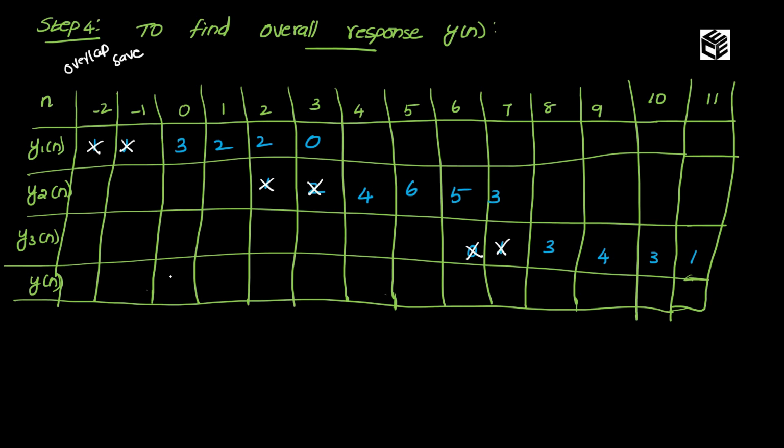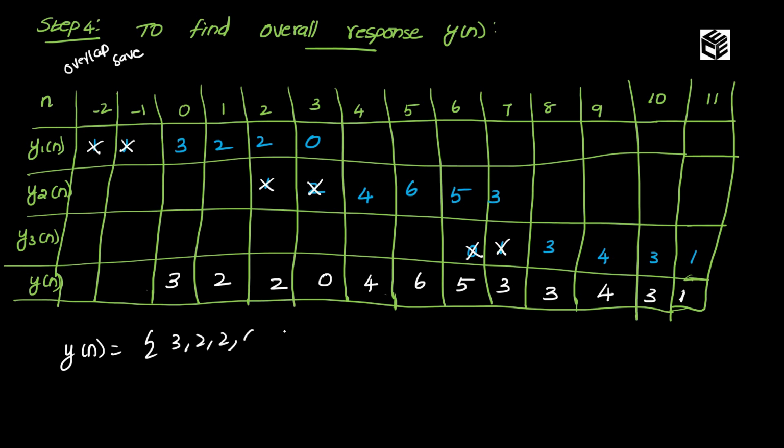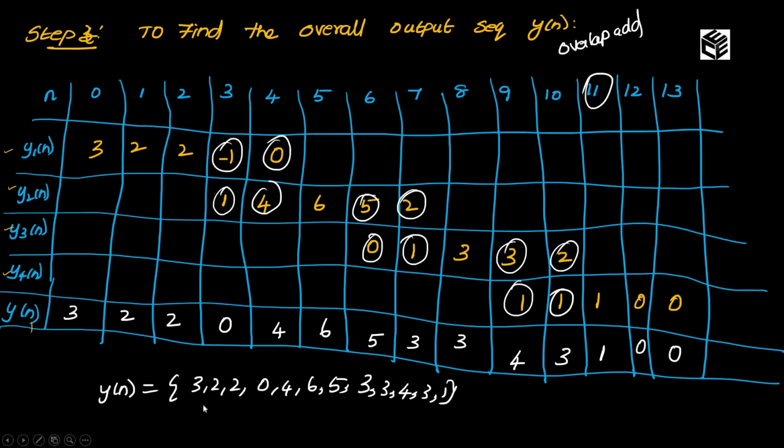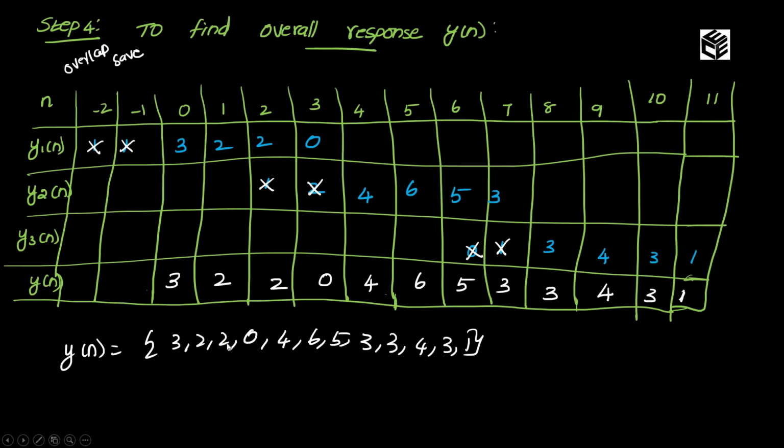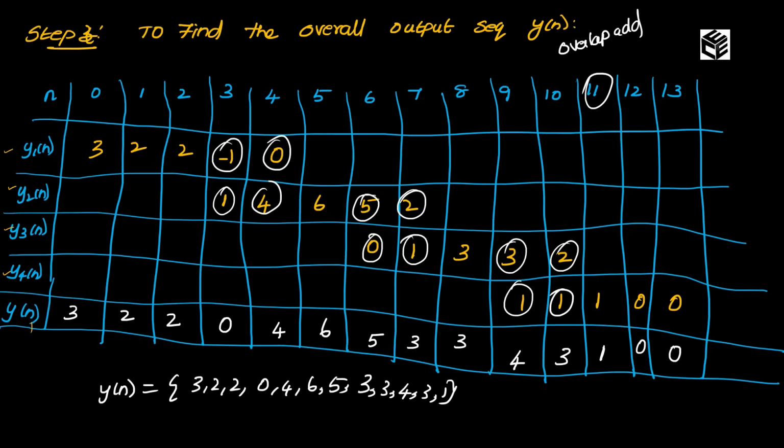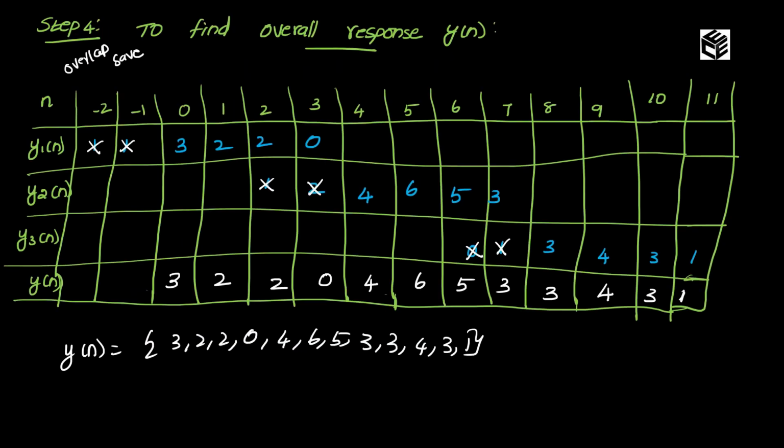Now what are the remaining answers? 3, 2, 2, 0, 4, 6, 5, 3, 3, 4, 3, 1. So my output sequence using overlap save method is 3, 2, 2, 0, 4, 6, 5, 3, 3, 4, 3, 1. If I check the output of overlap add method with overlap save method, here also it is 3, 2, 2, 0, 4, 6, 5, 3, 3, 4, 3, 1, right? Correct. So, using overlap add and overlap save method, we will get the same answers.